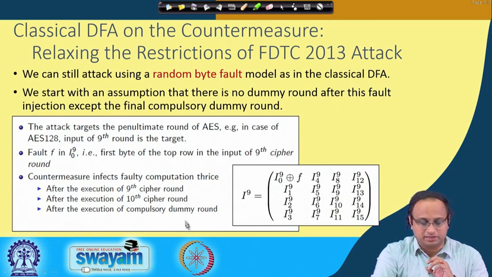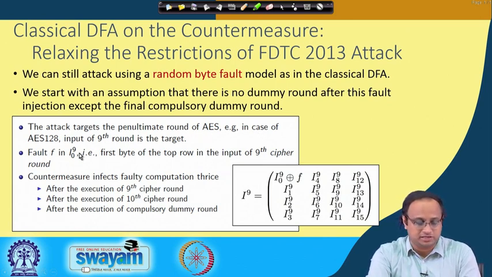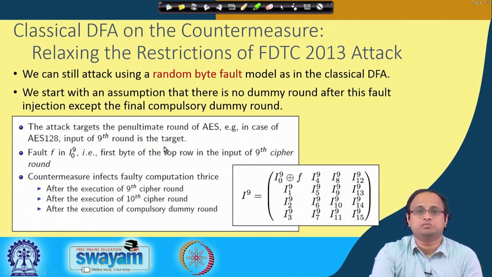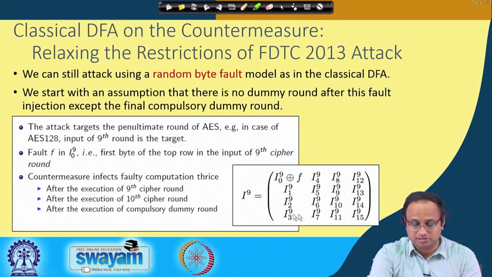So if we assume that, then we will assume here that the fault is inflicted in the penultimate round of AES, that is, in this case of AES-128, at the input of the 9th round, which we make as a target. So the fault F is in I0n, and therefore the faulty state matrix at the input of the 9th round is shown in this state matrix, where everything remains the same except this particular byte, which is contaminated with a random fault.